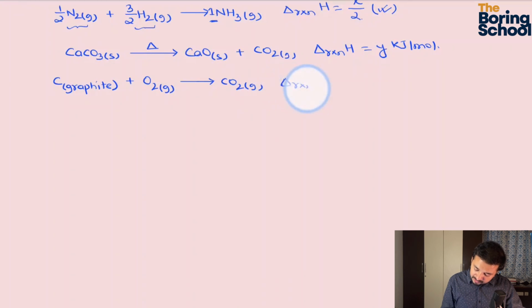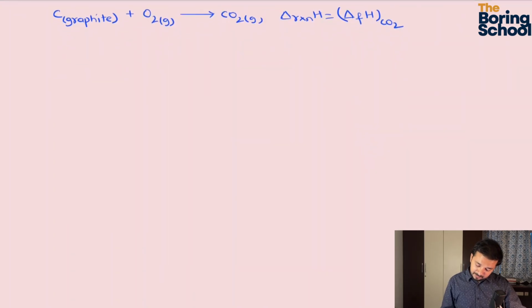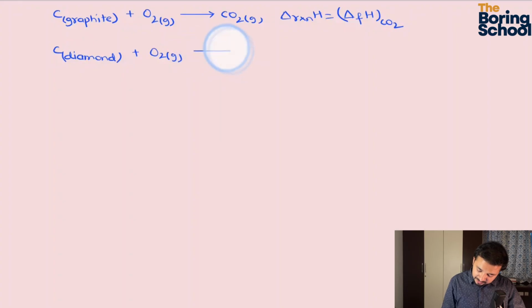Delta H of this reaction will be equal to what? It will be the heat of formation of which compound? Heat of formation of CO2. Am I clear with this? Let's take one more example. If I write C diamond plus O2 gas giving us CO2 gas.